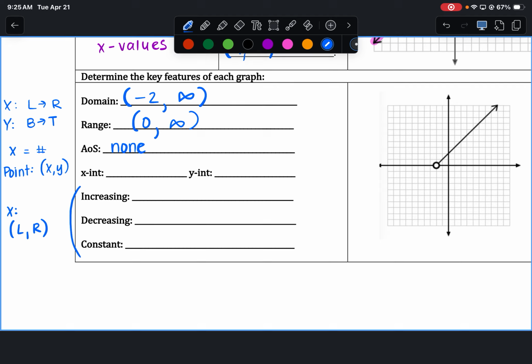Now, we already said this graph isn't symmetric. Okay? Does it have an x-intercept? Yeah, it touches the x-axis. But let's talk about where it touches the x-axis. Right there is an open circle. Does it actually touch the graph where there's an open circle? No. So do we really have an x-intercept right there? No, because it's an open circle, right? It's not actually there. So that right there would be none.